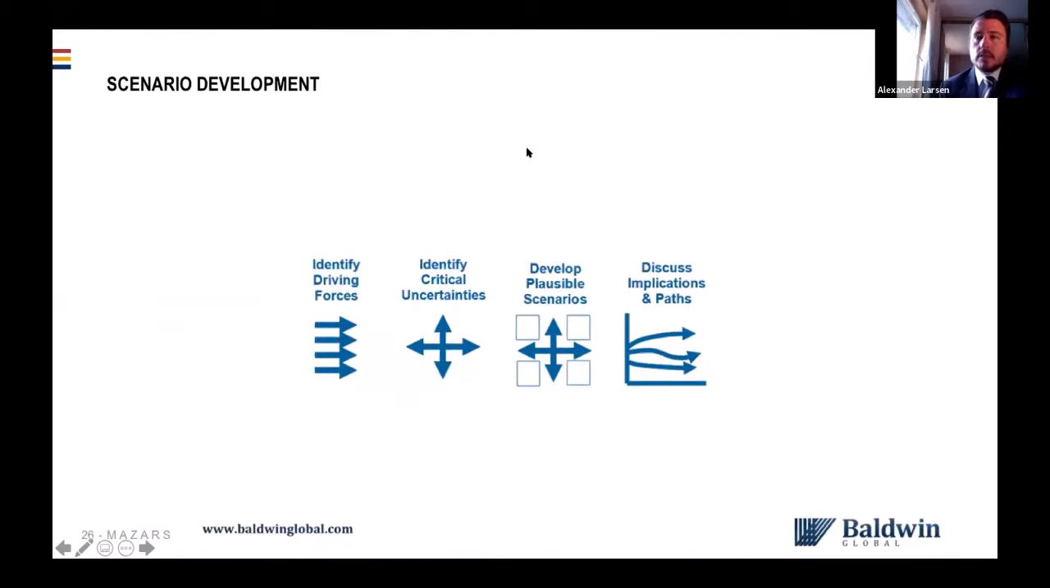And to do that, we need to develop scenarios. And scenarios are made up of these basic four aspects. One is identifying the driving forces. What drives our business? What are we sensitive to in the world? Then we can start looking at the critical uncertainties around those driving forces and develop plausible scenarios, before we finally discuss how we're going to move forward, and that's your strategies. I'll go through each of these aspects.